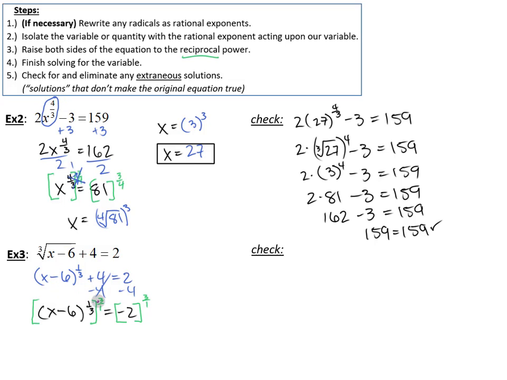So again here, if we were to multiply these together, we'd get 3 over 3. We've reduced this exponent to a 1. And x minus 6 to the 1st is just x minus 6.